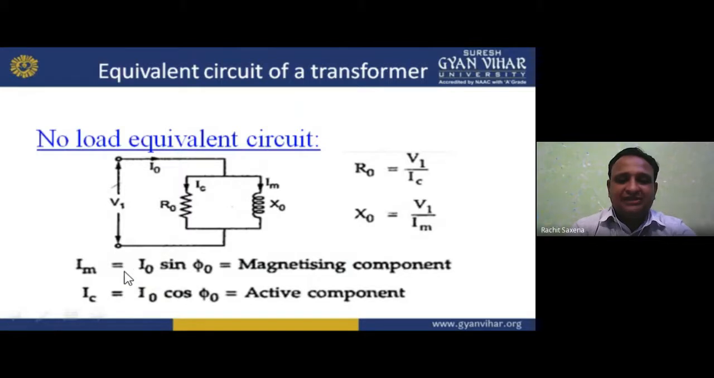Im is the magnetizing component, so we can write I naught sin phi naught, that is the magnetizing component, and Ic is equal to I naught cos phi naught, that is your active component due to resistance, but it is your loss, basically the copper loss. Or we can also identify it with the simple Ohm's law: R naught is equal to V1 by Ic, and X naught is equal to V1 by Im. We can find it from here. So I hope you understand.